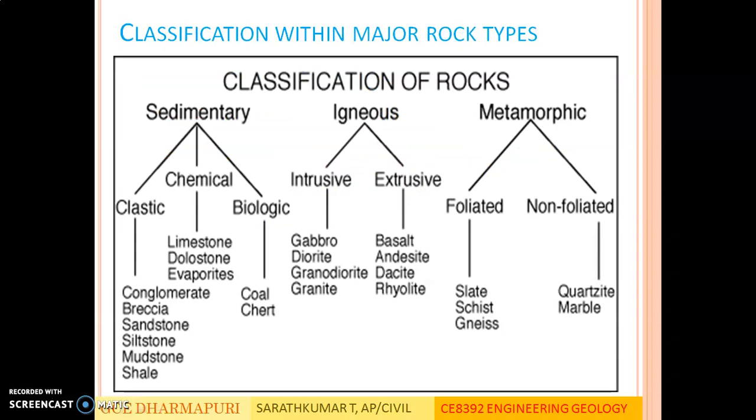So within these major rock types, there is also classification. For example, igneous rocks are classified mainly into two subdivisions: intrusive rocks and extrusive rocks, whereas sedimentary rocks are classified into clastic and non-clastic rocks. In non-clastic sedimentary rocks, there are two classifications, namely chemical and biological sedimentary rocks, whereas metamorphic rocks are subdivided into foliated rocks and non-foliated rocks. Examples for these types of rocks are given below. We will be seeing in detail in the following slides.